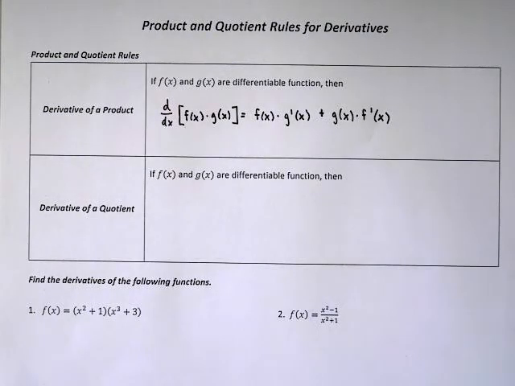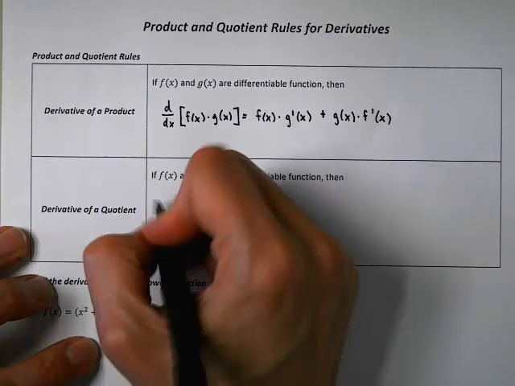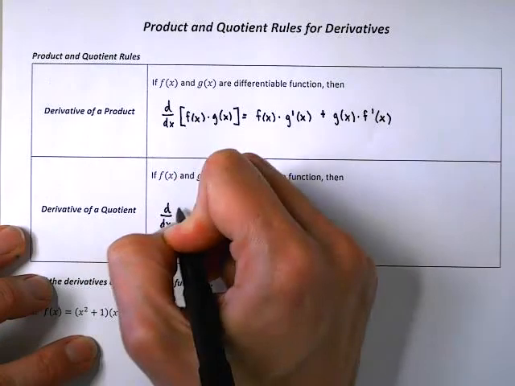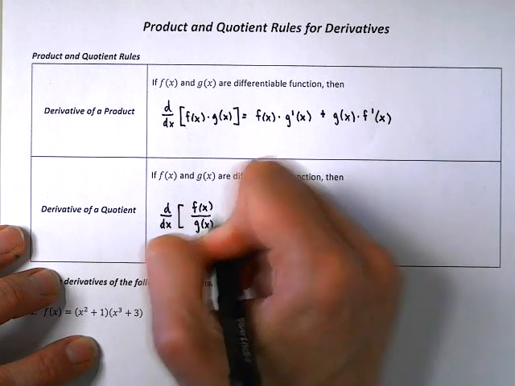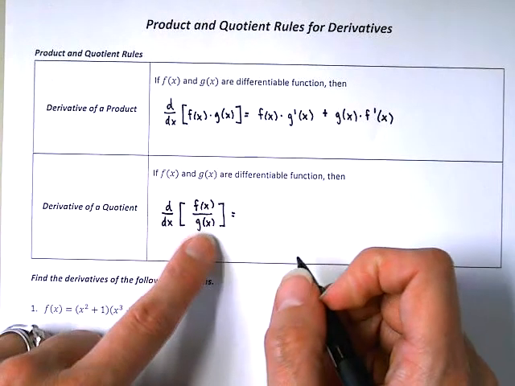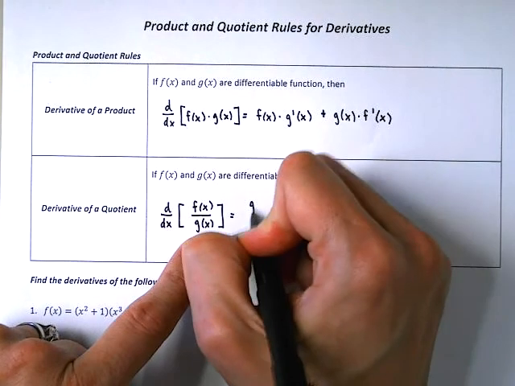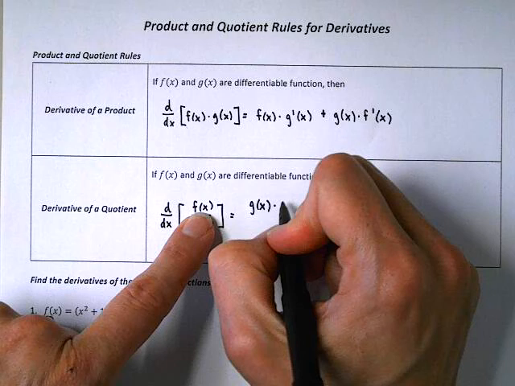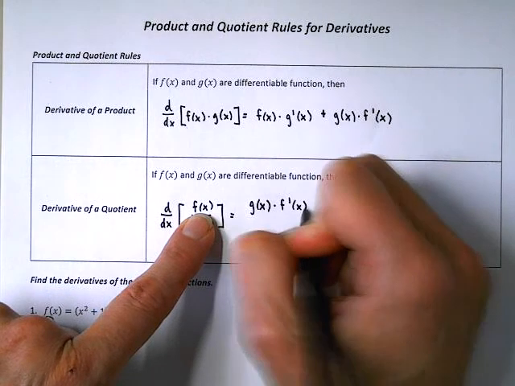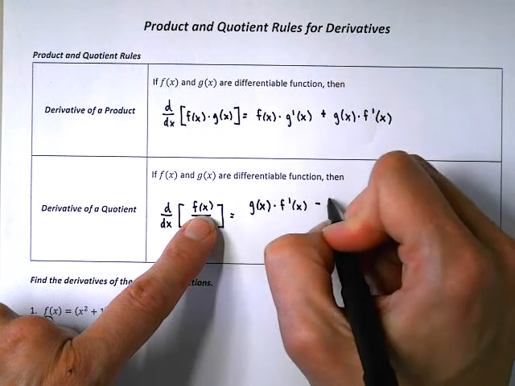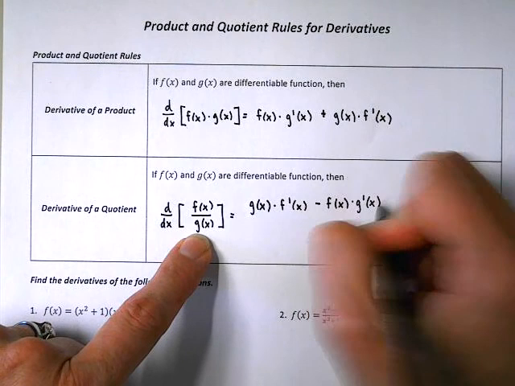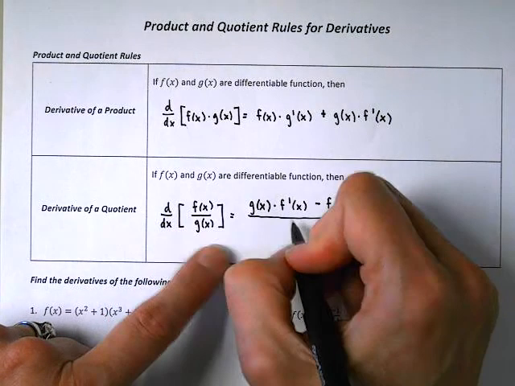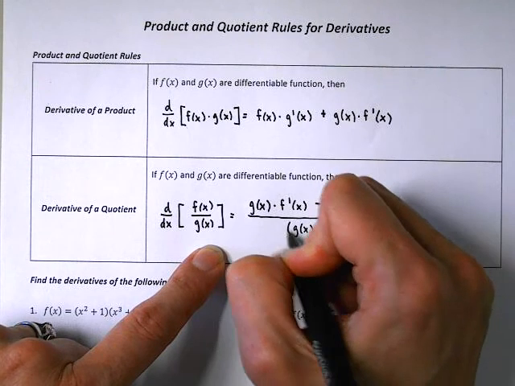The second rule we have is for quotients. Again, if f of x and g of x are differentiable functions, then the derivative with respect to x of the quotient of f of x and g of x looks like this. We take the function in the denominator, g of x, times the derivative of the function in our numerator, minus the function in the numerator times the derivative of the function in the denominator, all over our denominator squared.